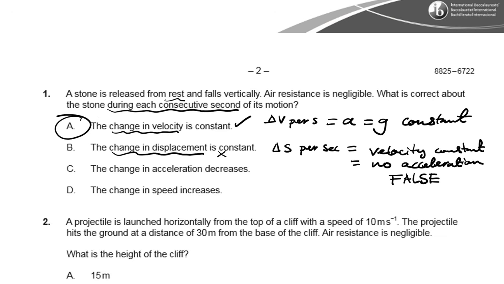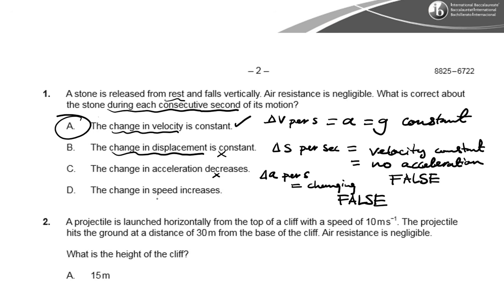So let's cross this one out. Change in acceleration decreases. That means we're saying delta A per second is changing, right? Decreasing, increasing, it doesn't really matter in this case. But we're saying that acceleration per second is changing. But we know we have a constant acceleration, right? We have this constant acceleration that is not changing. So this one is false as well.